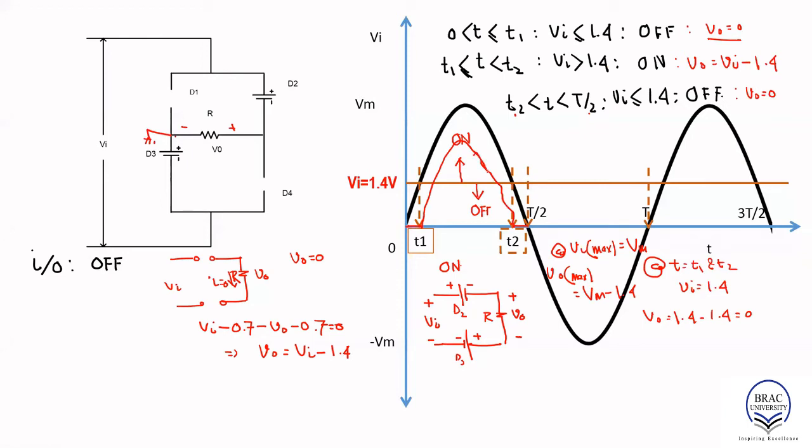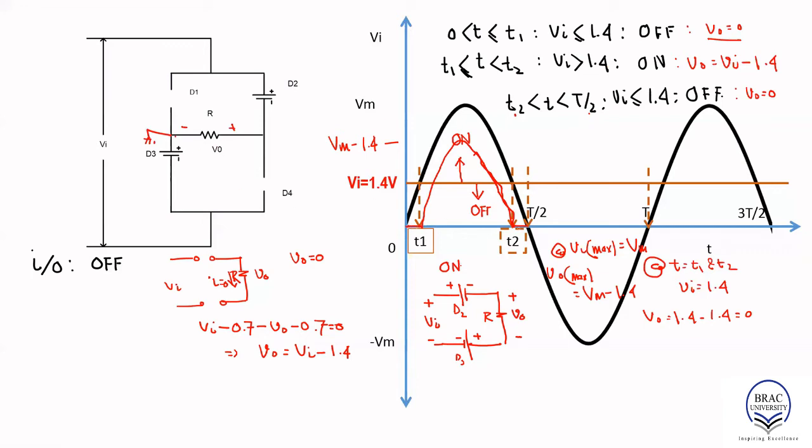It could have been nicer. So that is our Vm minus 1.4. So that is the output shape. You see, from 0 to T1, since the diode is off, there is no current flowing through the resistor, so the output voltage is 0.